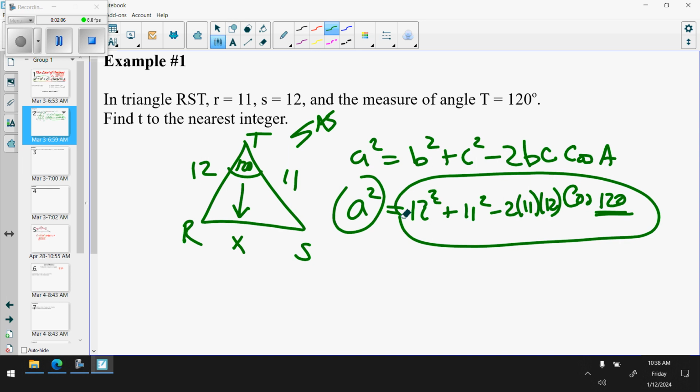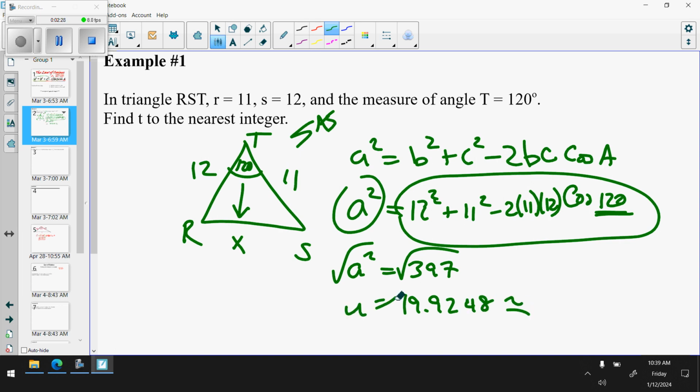So 12 squared plus 11 squared minus 2 times 12 times 11 times cosine of 120. You get 397. And then you take the square root of both sides. So second answer, I get about 19.9248. And then we look back, nearest integer is whole number. So 20 degrees. Or sorry, 20 units, whatever it may be. Bang. Pretty easy if you know the formula.